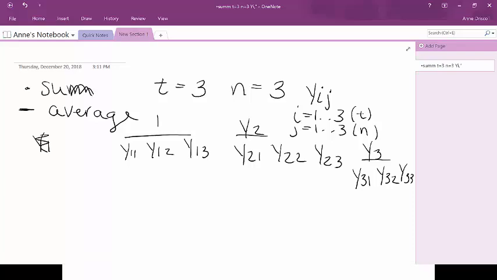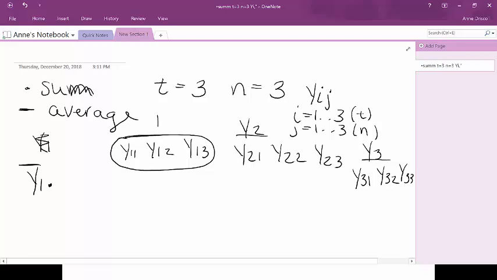If we wanted to take y1 dot bar, the dot means we're going to sum over that subscript. The bar means we're going to take an average. So we're going to add all of these observations together, the 1, the 2, and the 3. So this would be y11 plus y12 plus y13 all divided by 3.